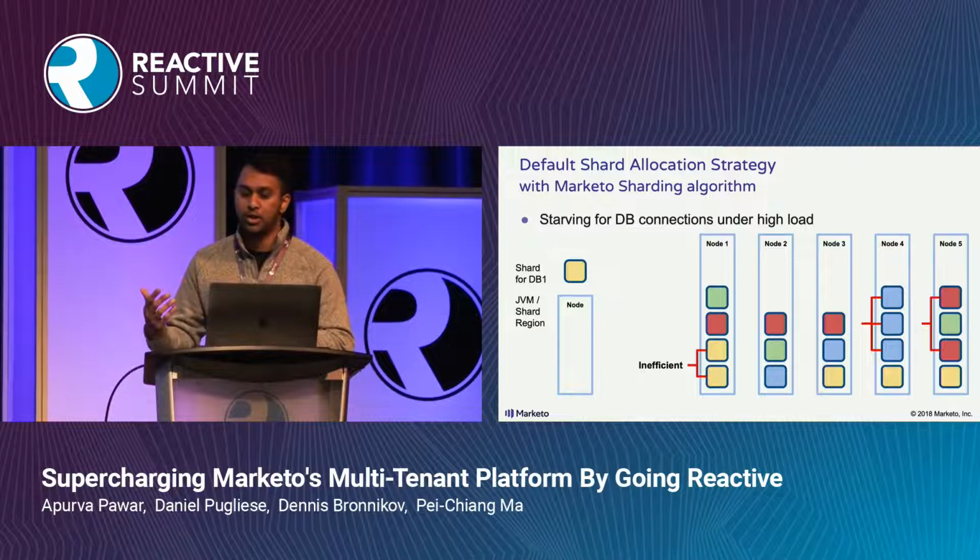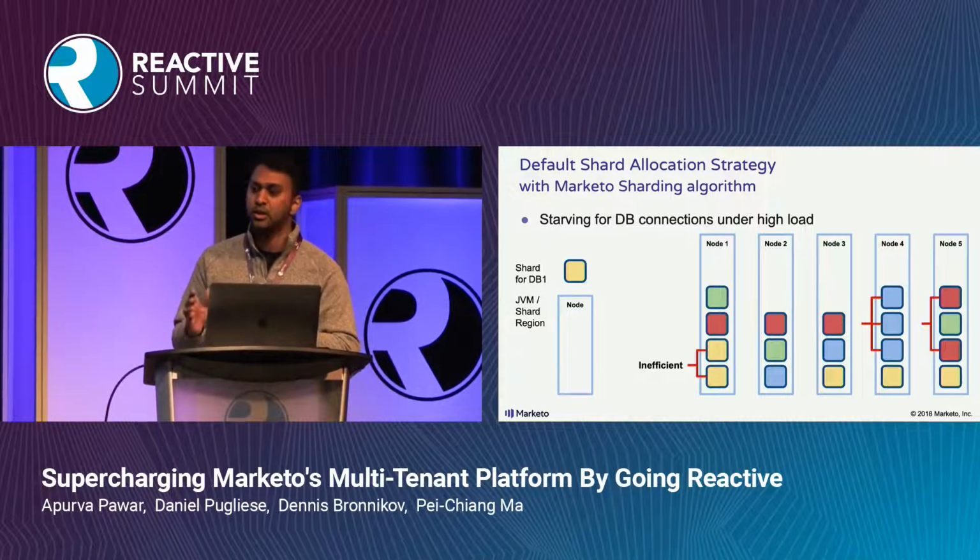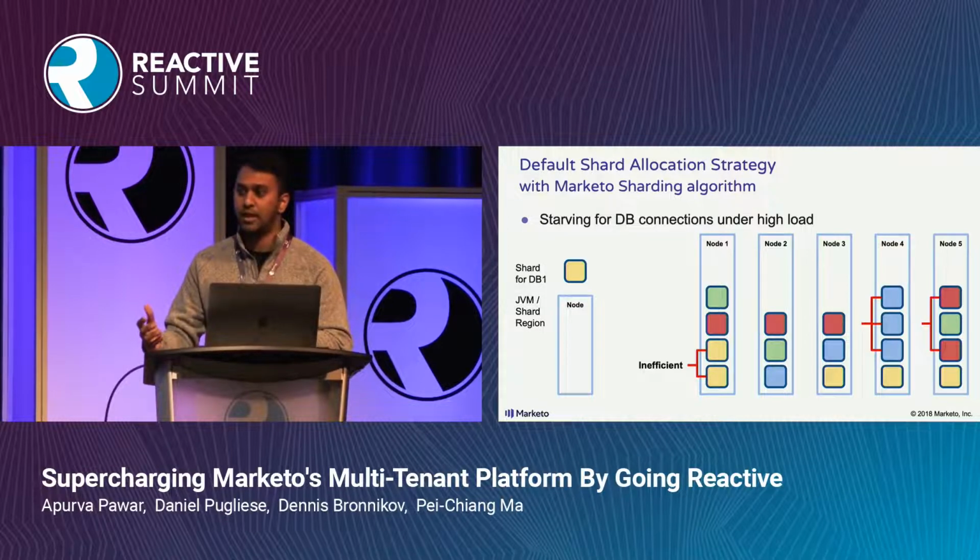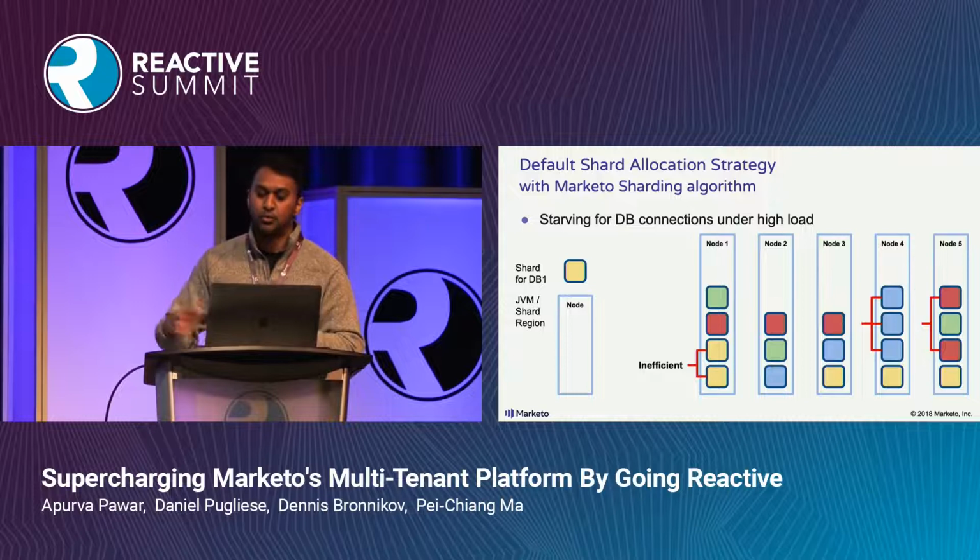threads working on those shards will be starved for DB connections. This assumes that the work is greater than the number of threads, and that is greater than the number of available DB connections. To further drive this point, let's see how a new shard gets allocated with the default strategy.